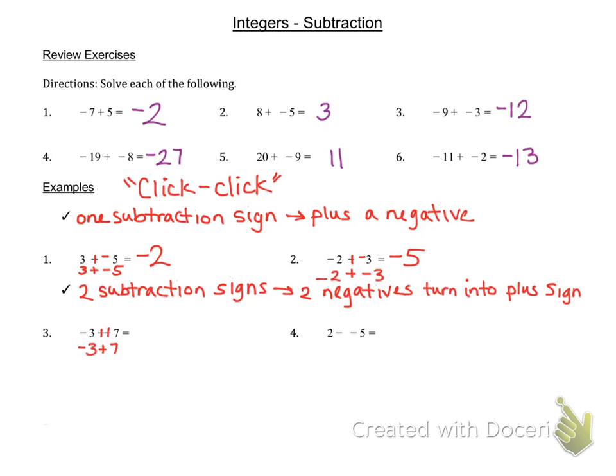So I'm going to subtract. 7 minus 3 is 4, and take the sign of the bigger number, which is the 7, which is positive, so positive 4. Let's try number 4 now. I have 2 minus a -5, so I'm going to go click. So that's 2 plus 5, which is just 7.